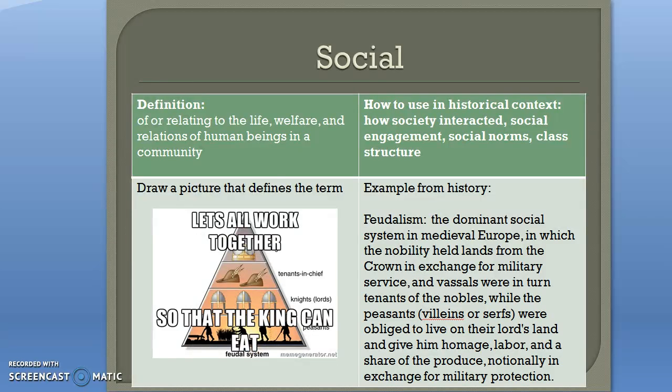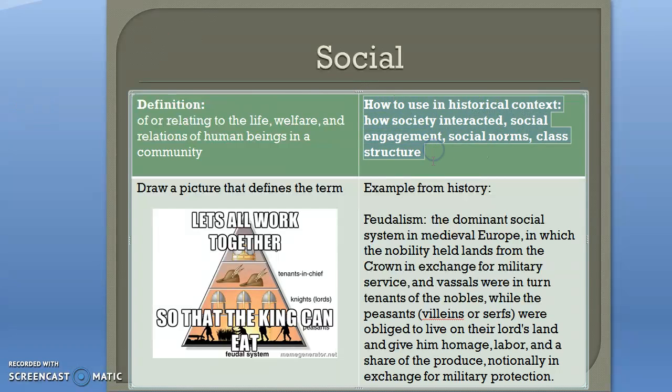The first one of SPICEE is social. And just as a throwback for you, for everybody who's studied feudalism with world history, if you haven't yet, you will. But with social, the definition of this is relating to the life, welfare, and relations of human beings in the community. Now, how we look at this in historical context is that we look at how a society interacts.